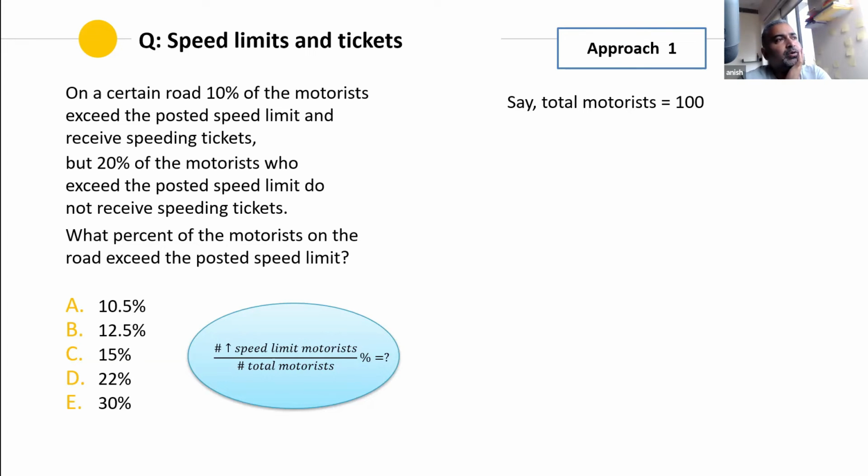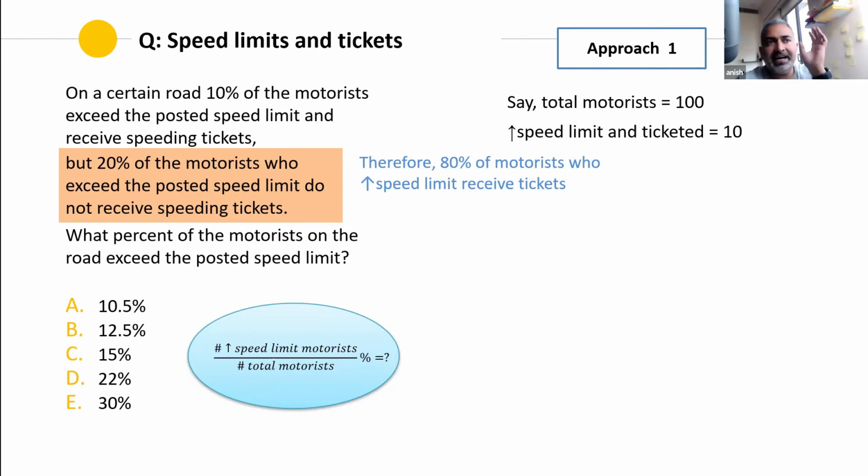What do I know already? I know that 10% of these people have those two things. They exceed the speed limit and they get tickets also. So basically 10 motorists exceed the speed limit and get tickets. Now, this portion here, 20% exceed and do not receive. So we learned that 80% exceed and receive.